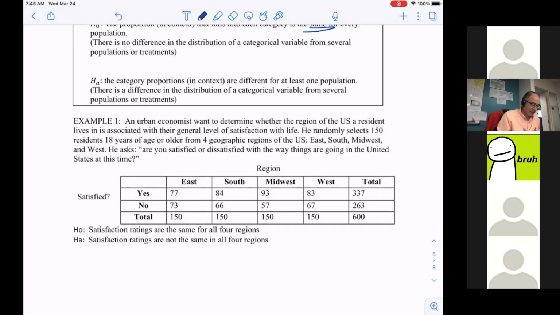We're going to do a chi-squared test because it's a categorical variable. If I look here, the satisfaction ratings are the same for all 4 regions. It actually gives me satisfaction ratings are not the same. It gives me my null and my alternate hypotheses.